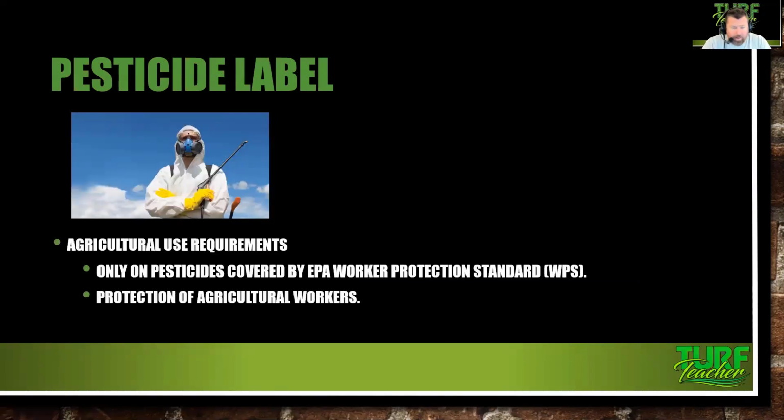Our agricultural use requirements. This is only for pesticides covered by the EPA Worker Protection Standard, or the WPS. This is the protection of ag workers. There was a problem with a lot of farm help going into the fields right after an application, and they were getting sick, and some of them even died. So they came up with the Worker Protection Standard, and all your farm hands have to be trained within a couple days of actually working, with a brief introduction, and then they have to go through the whole training within so many days as well to make sure that these individuals are covered.